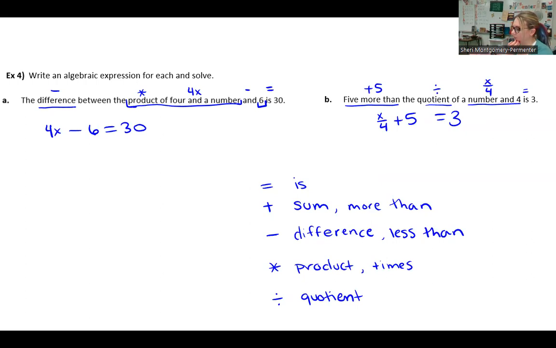Both of these are two-step problems. So I would like for you to solve these. We know how to solve a two-step problem, so you're going to solve these. And once you get those two answered, you can move on to the homework.